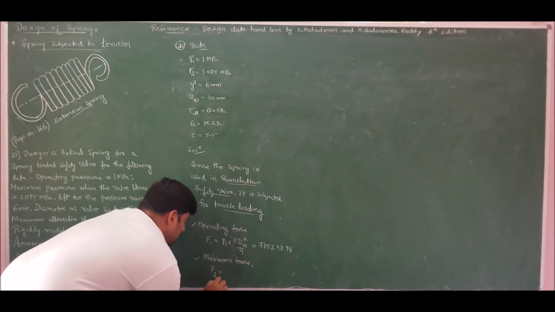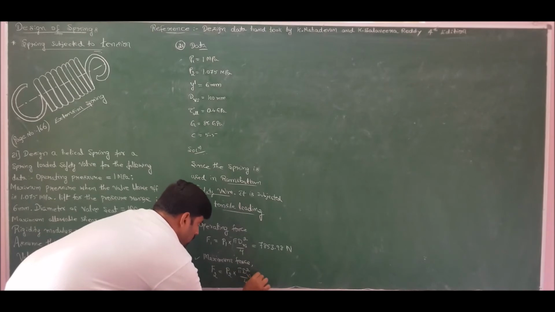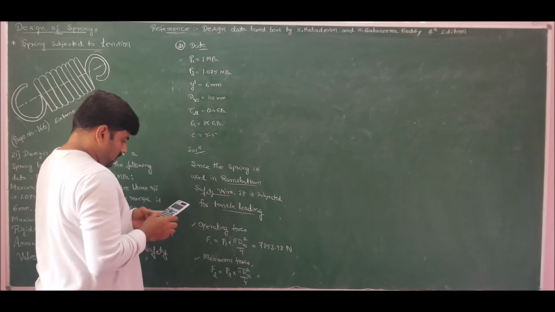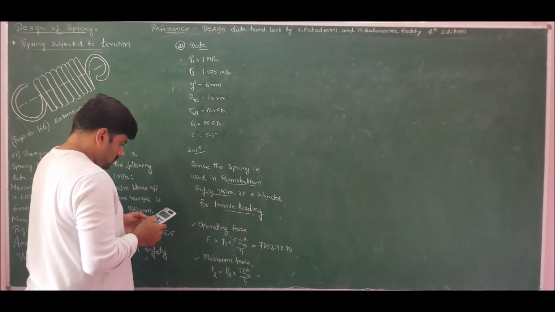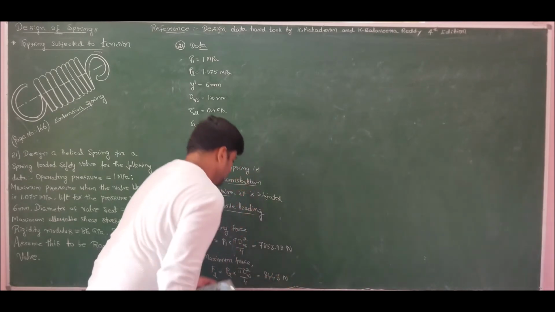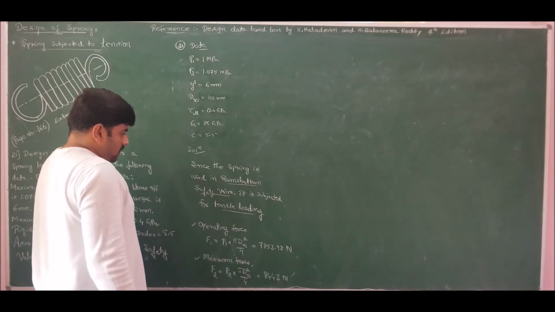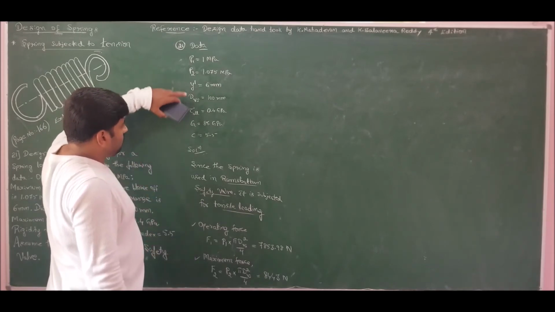Similarly, if I find the maximum force, let us take it as F2, that is P2 into pi d, valve seat diameter square by 4. Pressure is 1.075 into pi d square by 4. So I will get maximum force as 8443.03 newtons. For this force range, we have a lift of 6 mm.